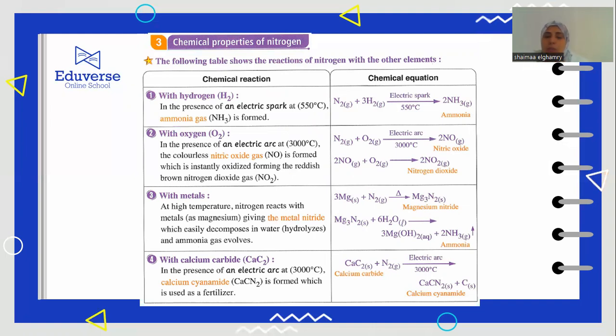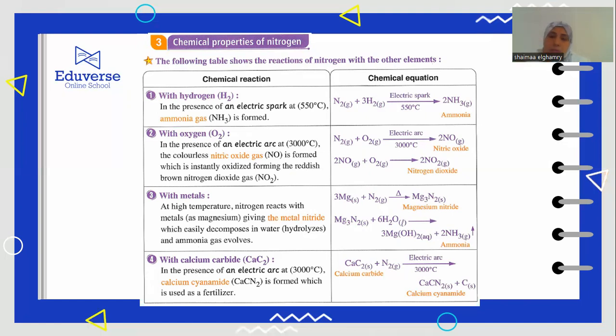It reacts with oxygen with electric arc to form nitric oxide. Nitric oxide reacts with oxygen to form nitrogen dioxide. With metals, nitrogen reacts with magnesium with heat, not electric spark, not electric arc. As you can see, electric spark has a high temperature, and it is needed to break the triple covalent bond in nitrogen and the bond in hydrogen. With electric arc, we need more heat to break the triple bond between two nitrogen atoms and the double bond between oxygen atoms.